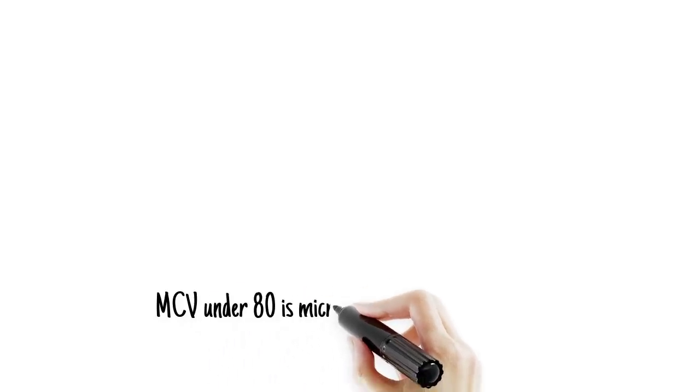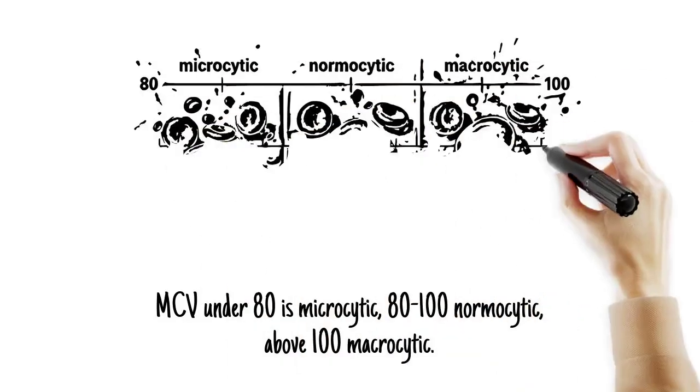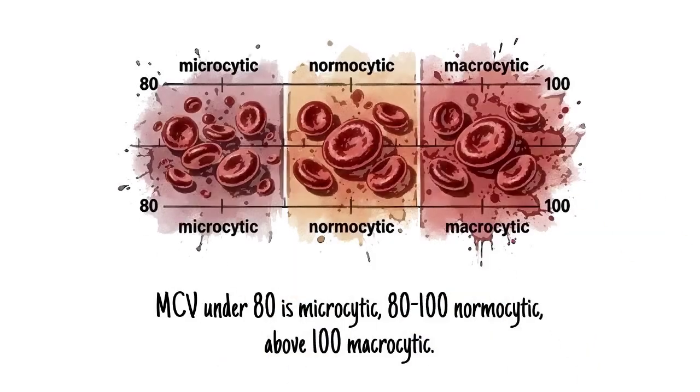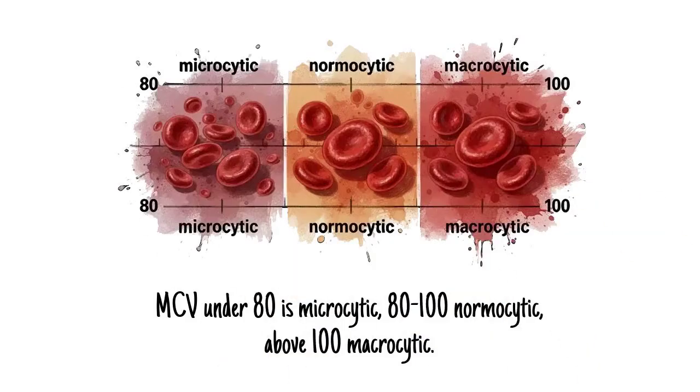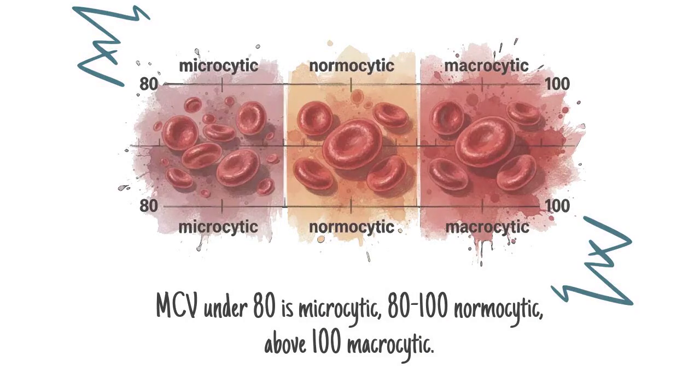These 3 branches are microcytic with an MCV below 80 femtoliters, normocytic with an MCV between 80 and 100 femtoliters, and macrocytic with an MCV above 100 femtoliters. Each branch then has its own designated next test to pursue.